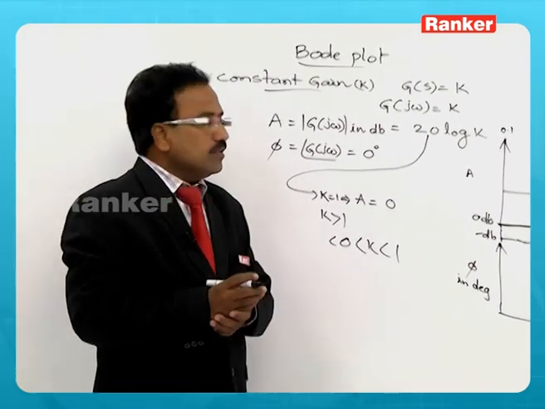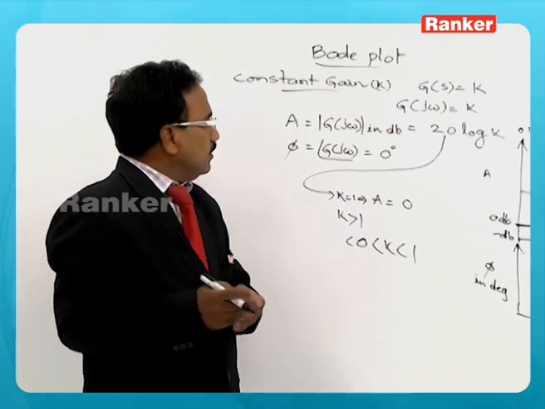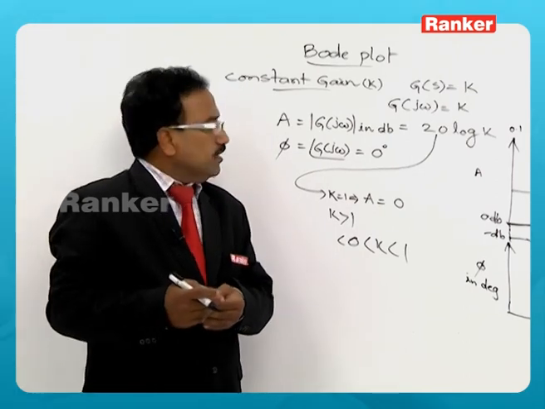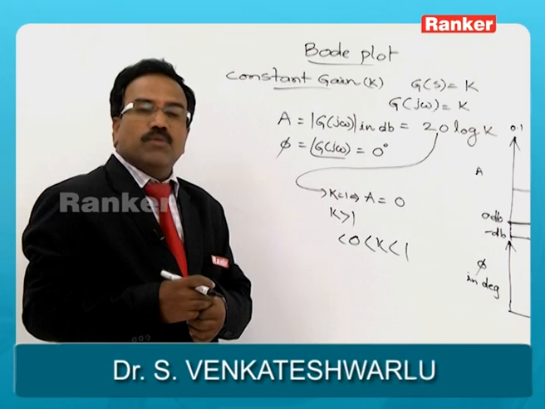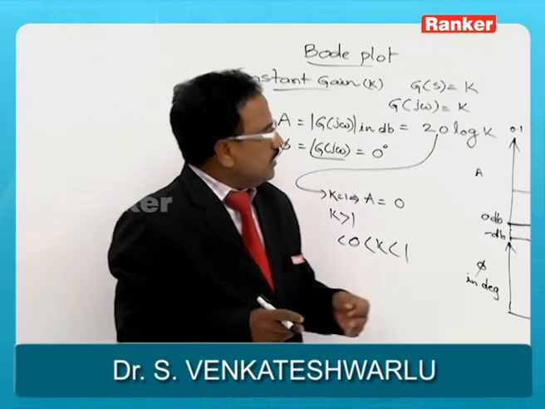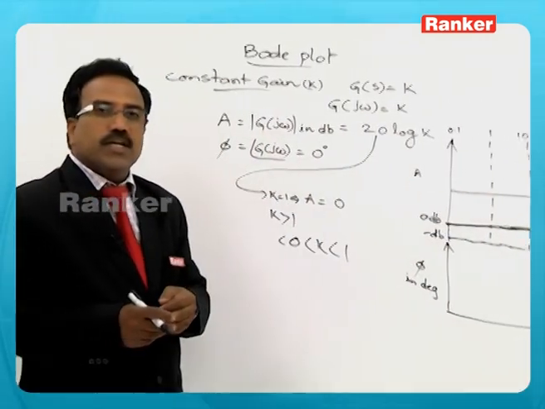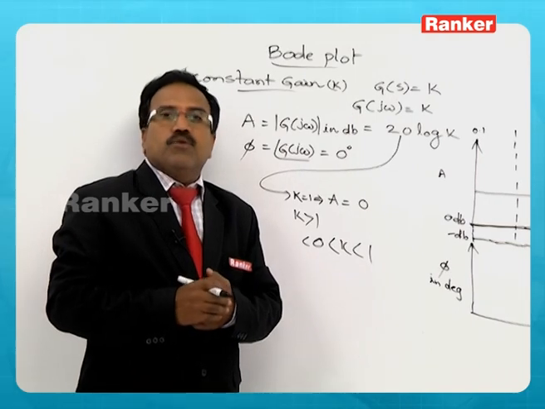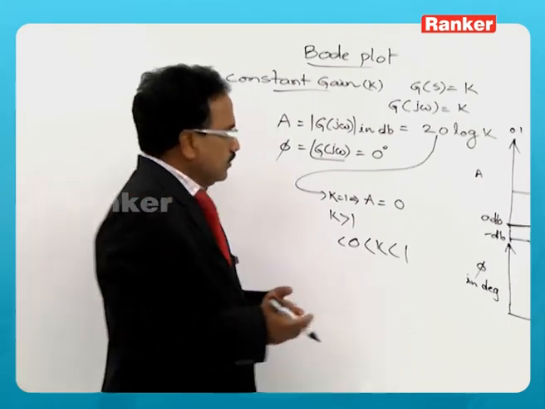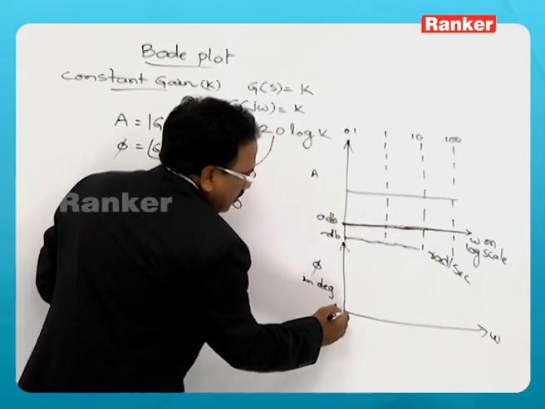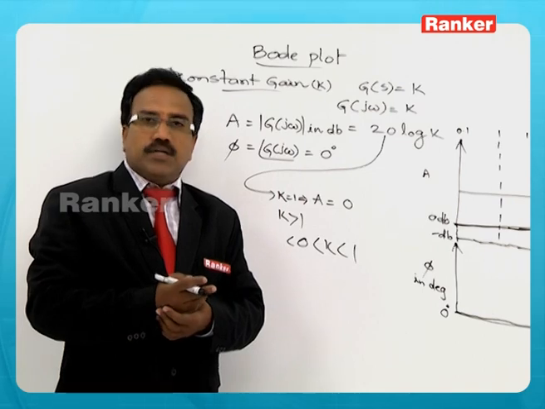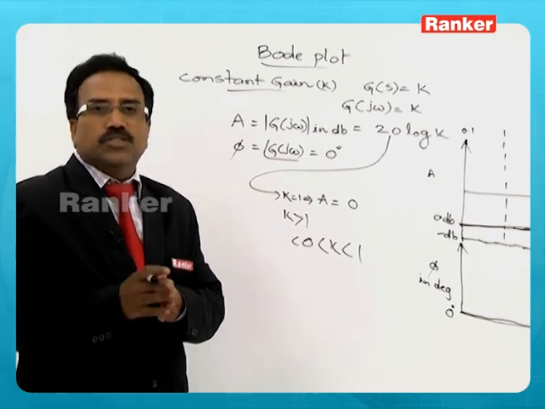So, it depends on the value of K. If K equals 1, it is 0 dB. If K is greater than 1, it has positive dB, and if K is less than 1, then it has negative dB. But there is no variation with frequency, because it is independent of frequency. So, you can see that it is a straight line, not a function of ω. Whereas the phase angle contribution of the K term is 0, so it is simply a 0 degree line. There is no phase angle graph at all because K contributes only 0 degrees.